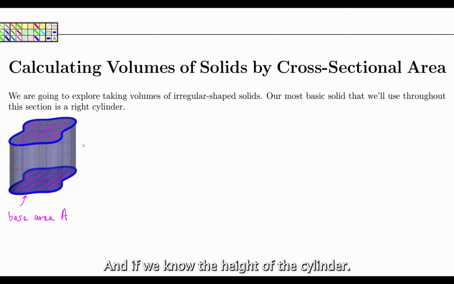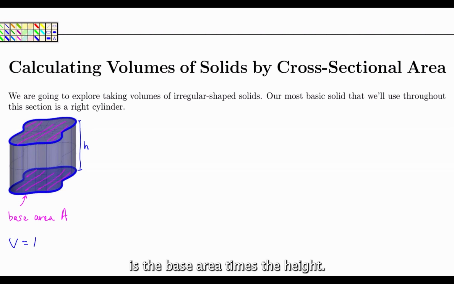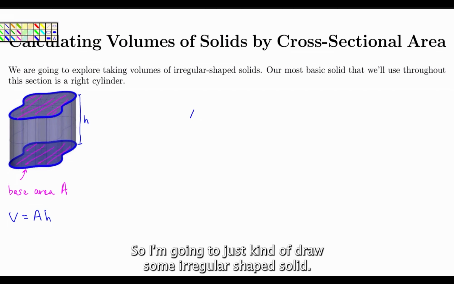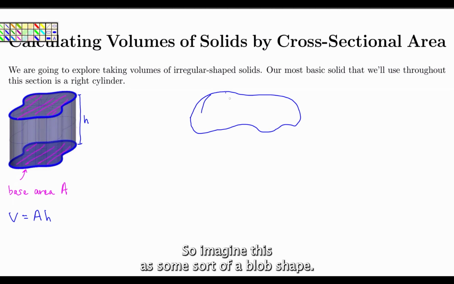And if we know the height of the cylinder, so that's the distance between the two parallel bases, then the volume of the cylinder is the base area times the height. So we're going to take that and use it to calculate the volume of some irregular shaped solids. So I'm going to just kind of draw some irregular shaped solid. So imagine this as some sort of a blob shape.